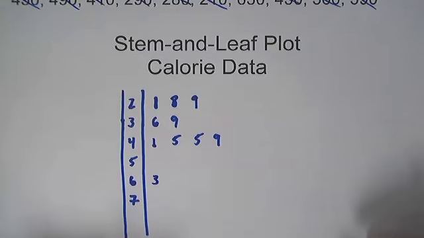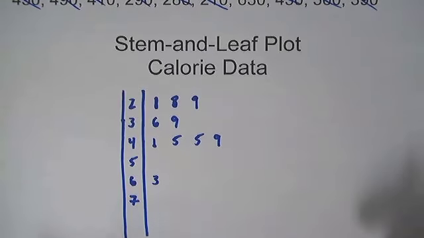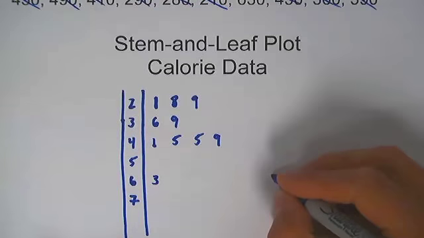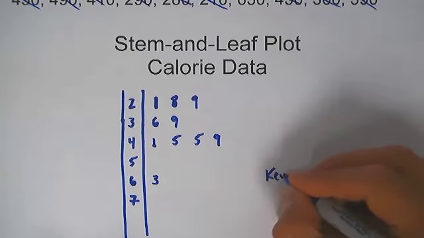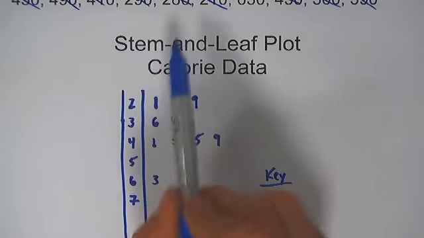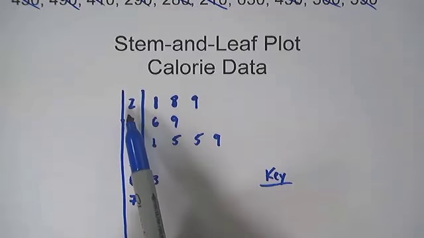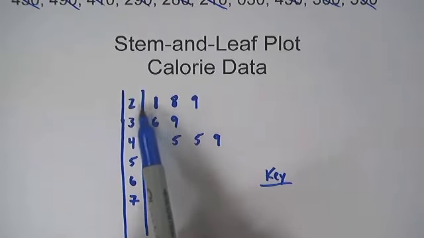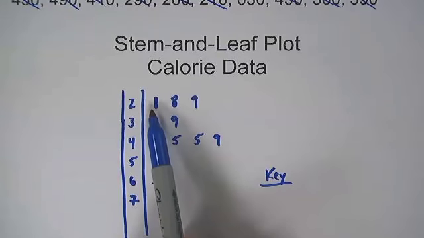Okay, now what I said before is that a key must always accompany a stem and leaf plot. The reason that's important is that stem and leaf plots are pretty versatile. Instead of this representing 210, this could also represent 21. Could even represent 2.1 or even 2,100.